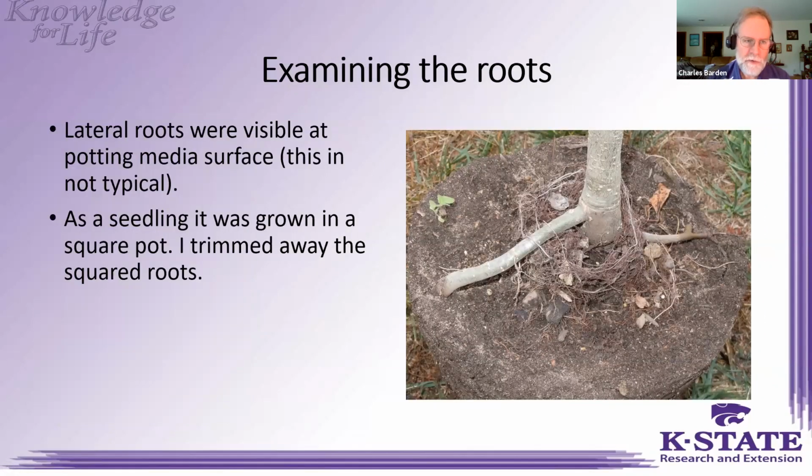So I examined the roots, and in this particular case, the lateral roots were actually visible at the potting media surface. This is not typical, but we had a major lateral root growing sideways, actually above the potting soil surface. It was exposed for probably at least a year because it already had greenish color and had bark and lenticels on the root system. And typically roots won't have a green color and have bark. So that shows they've been exposed to the sunshine for quite a while.